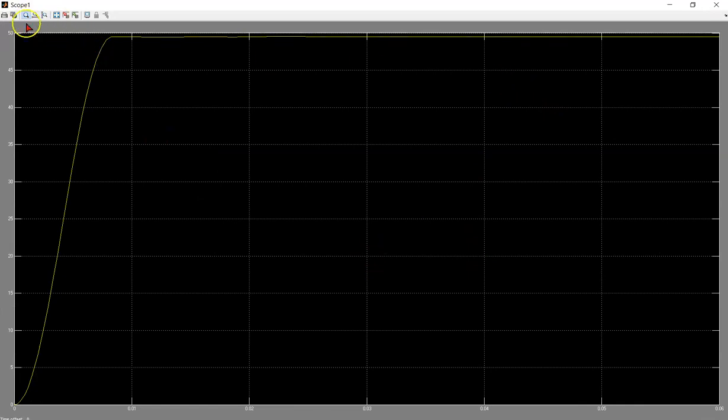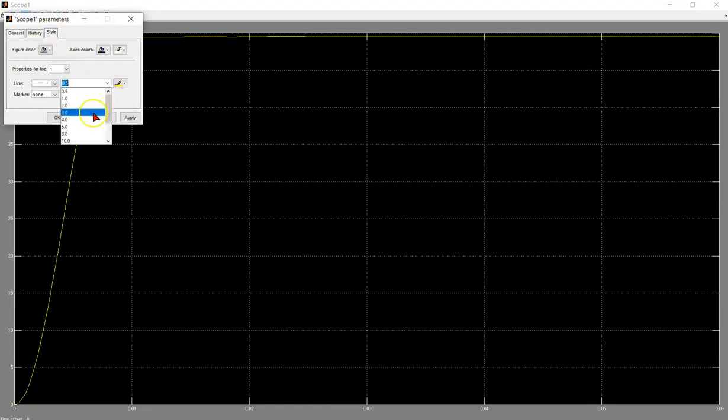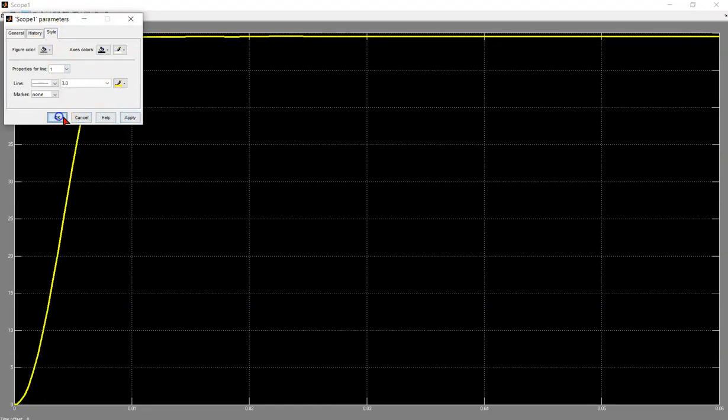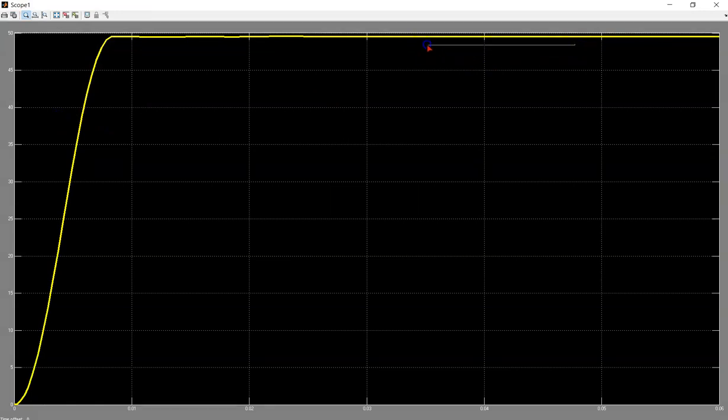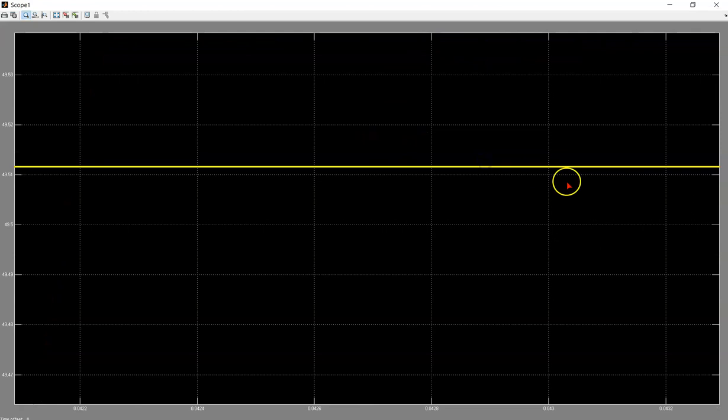Now we go to the average output voltage. Auto scale, setting the sizing. We almost get the answer for the average output voltage at 49.5 volt.